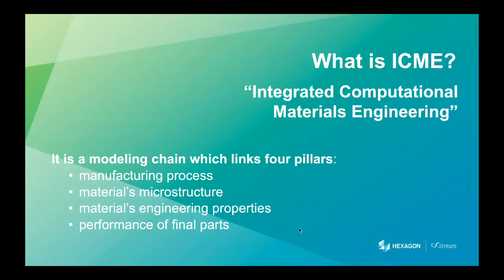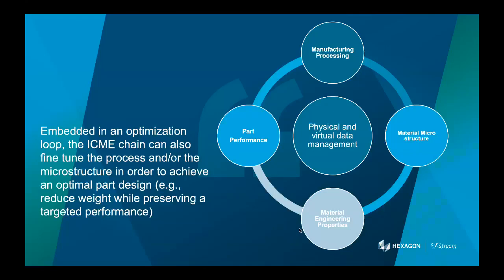What is ICME? So ICME stands for Integrated Computational Materials Engineering, and it is actually a modeling chain which links four pillars. So ICME is based on four pillars. Manufacturing process is the first one, then materials microstructure, materials engineering properties, and finally the performance of final parts. So it links all these four pillars together. This is a picture which shows the four pillars of ICME.